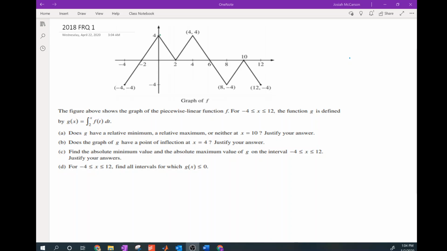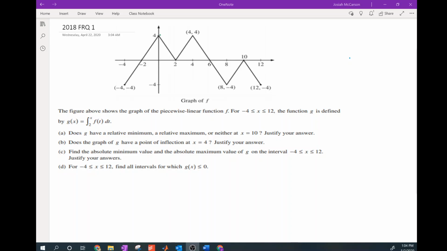So they say the figure above shows a graph of a piecewise linear function f for -4 less than or equal to x less than or equal to 12. The function g is defined by g of x equals the integral from 2 to x of f of t dt. Does g have a relative minimum, a relative maximum, or neither at x equals 10? Justify your answer. Does the graph of g have a point of inflection at x equals 4?